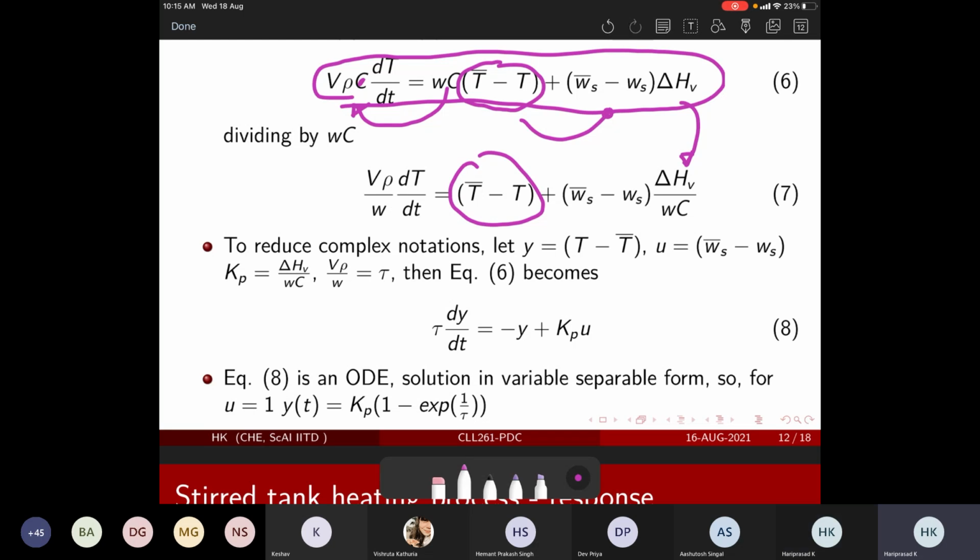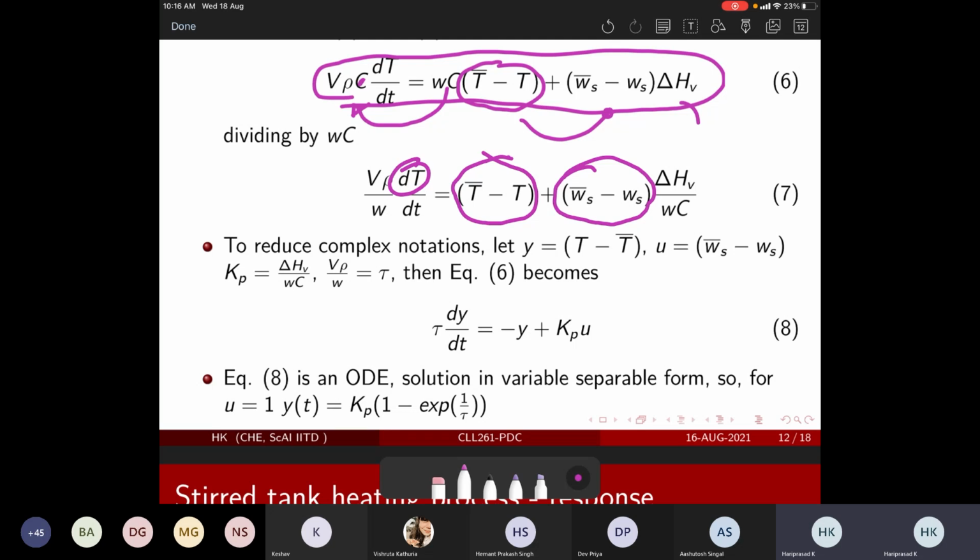So now you see that these terms here are what we call deviation variables. Deviation variables talk about delta change. This is a differential equation, so dT stands for what? Delta change in temperature. Similarly, T minus T bar would stand for delta change in temperature.